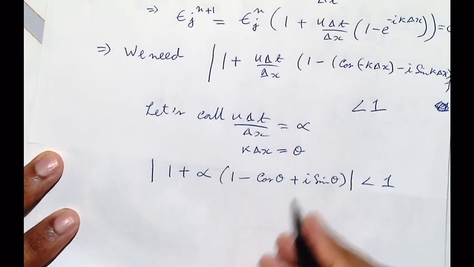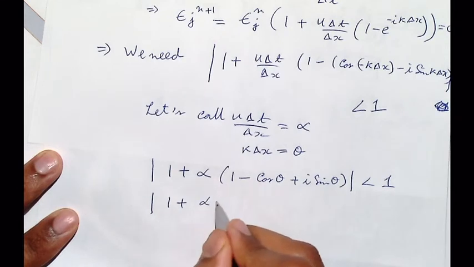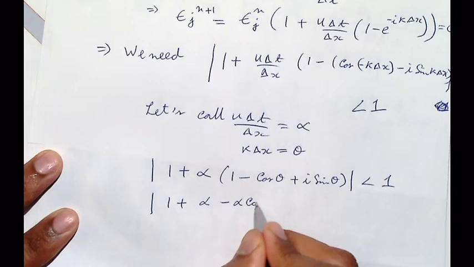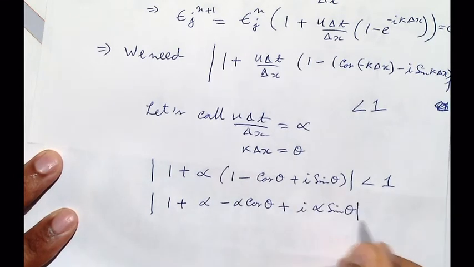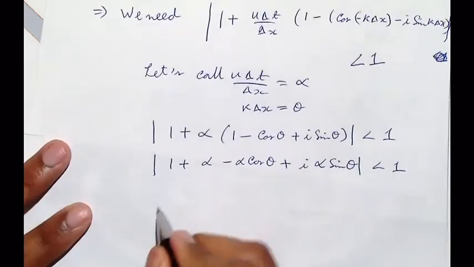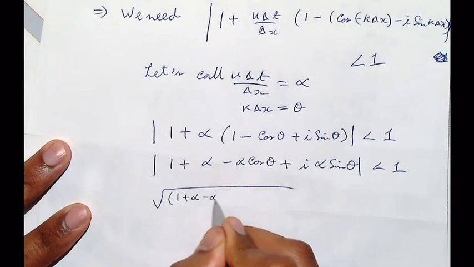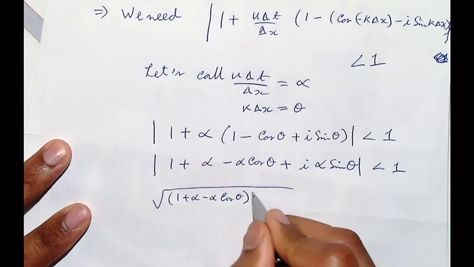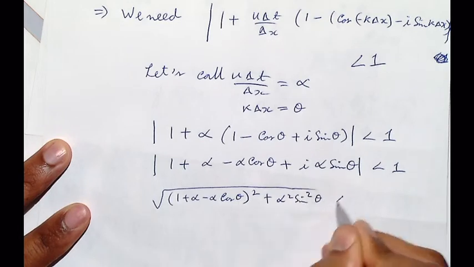So this becomes 1 plus alpha minus alpha cosine theta plus i alpha sin theta. Again, this is a complex number. We know how to take the modulus. This means square root of 1 plus alpha minus alpha cos theta whole squared plus alpha squared sine squared theta is less than 1.